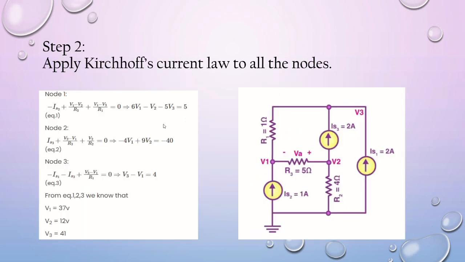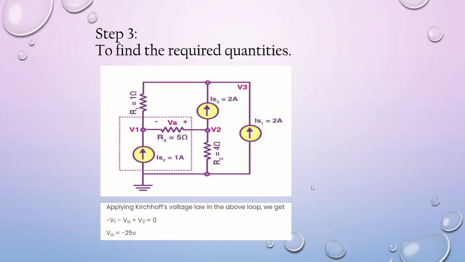And by applying Kirchhoff's current law to all nodes, we should equate that, and by equating that we'll get V1, V2, and V3, which he asked in the question. And then to find the required quantities, after applying Kirchhoff's voltage law in the above loop, we'll get this as a sum, by which we are taking only this dotted region point, especially that dotted region point.